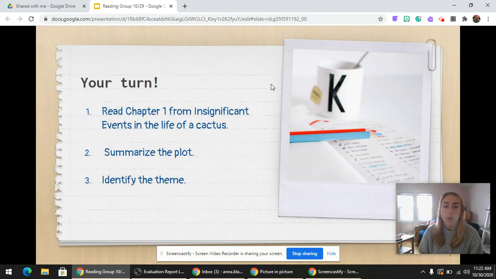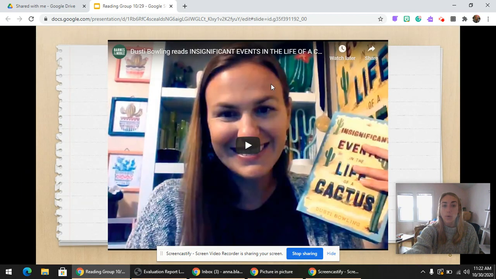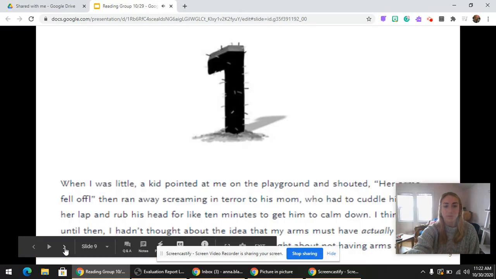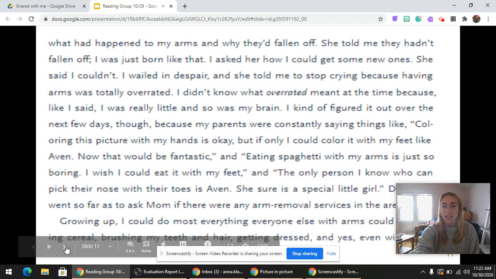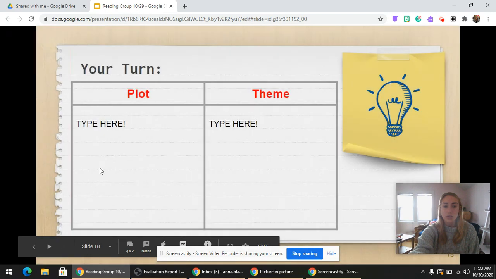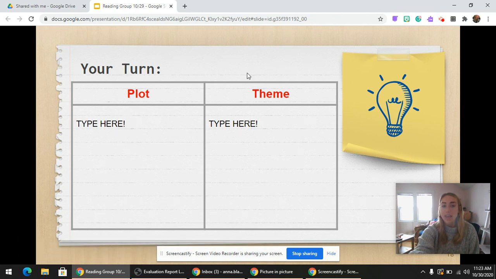I am going to have you, and I think you may have read this one before, read chapter 1 from Insignificant Lives of a Cactus, and then you're going to summarize the plot, or what happens, and then think about a theme. It is read aloud here if you would prefer to have it read aloud, or you can read it here in the slides. When you're done, on your copy of the slides, you are going to type here the plot. What happened? Tell me the important things that happened. And then you're going to type your theme or your message there.